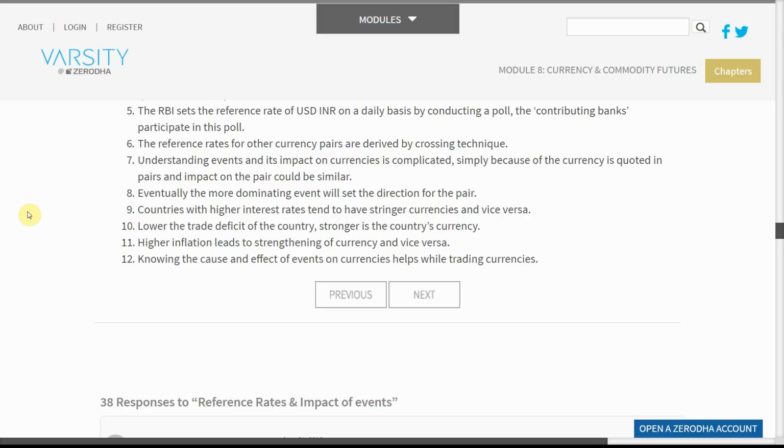Countries with higher interest rates tend to have stronger currencies and vice versa. The lower the trade deficit of the country, the stronger is the country's currency. Higher inflation leads to strengthening of currency and vice versa. Knowing the cause and effect of events on currencies helps while trading currencies.